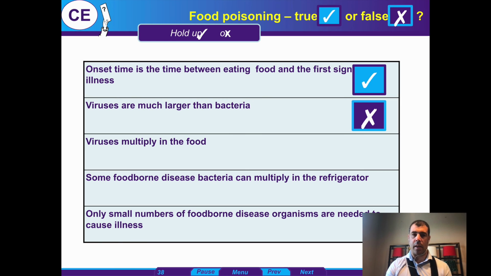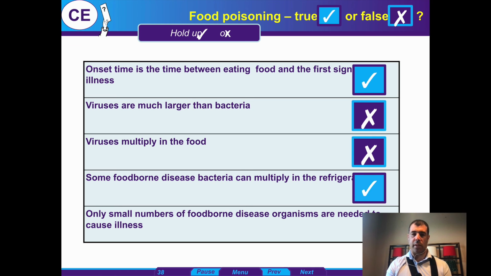Viruses multiply in the food. False. Except for an exception, Campylobacter will behave like a bacteria and therefore multiply. Some foodborne disease bacteria can multiply in the refrigerator. Yes, Listeria would.